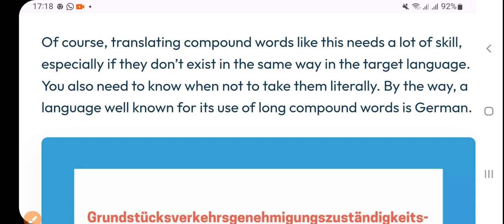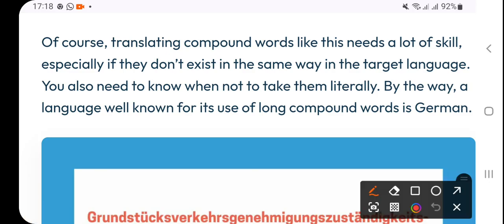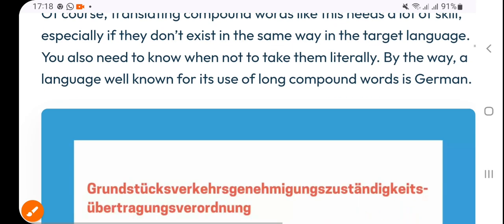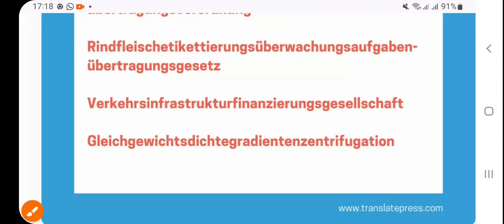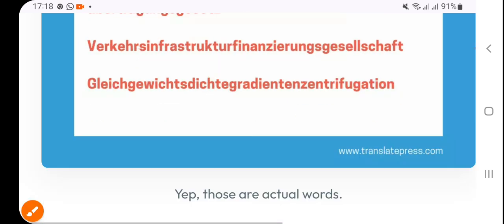Of course, translating compound words like this needs a lot of knowledge and skills, especially if they don't exist in the same way in the target language. You also need to know when not to take them literally. That is important. By the way, a language well known for its use of long compound words is German. I'm not going to discuss those examples because I am not familiar with them, but that's okay.